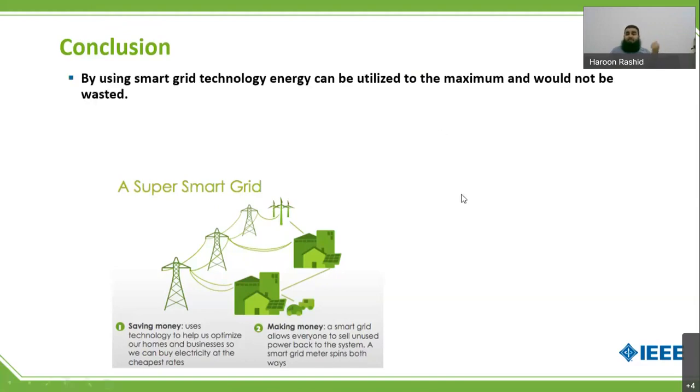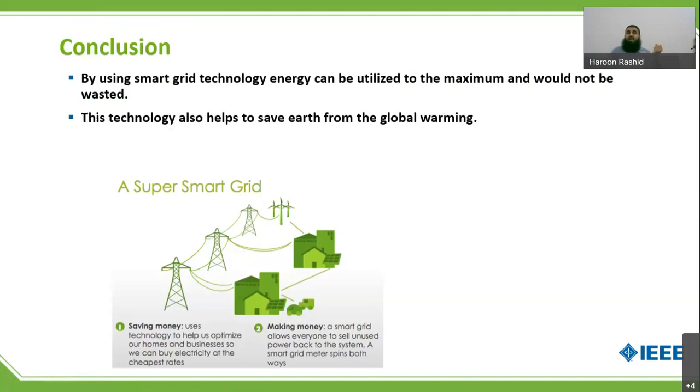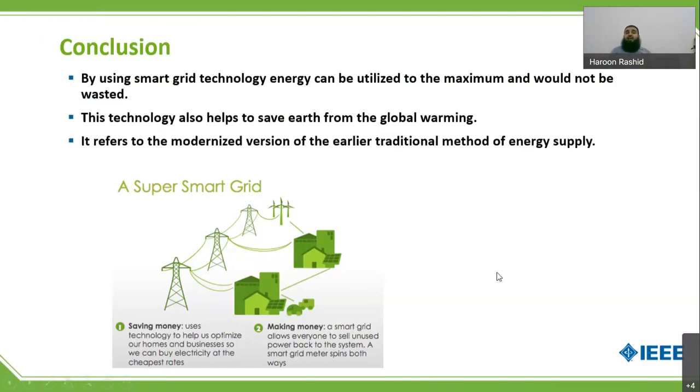Now, using smart grid technologies, we will not have wastage. The utilization of electricity will be maximum, and the technology can help us save the earth from global warming, a challenge we are right now facing in a tough time. And then we will have a modernized version before the governments or our energy supply companies make it. We will get this system ahead of time. So that is what we all can contribute.